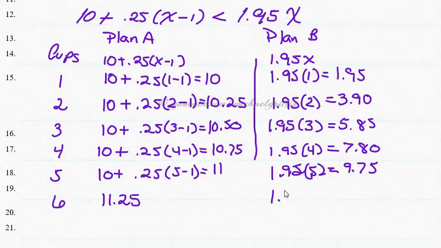And then on our sixth visit, we got $11.70, it looks like. Now look at here, on our sixth visit we've spent a total of $11.25. But if we were going to stay with plan B, we would have spent $11.70. Right, so it looks to me like on our sixth visit, we start saving money. But let's look at our fifth visit, $11.